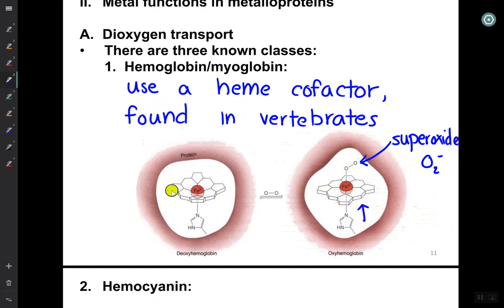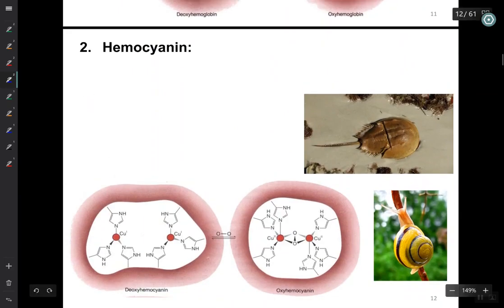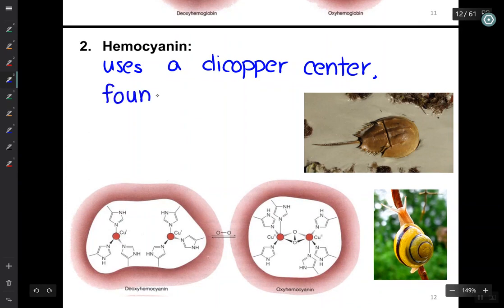So mammals use hemoglobin and myoglobin. Hemocyanin has a very different active site structure. It has the same function, right? It's used to transport dioxygen. But in this active site, it uses a dicopper center. And it is found in mollusks and arthropods. So things with exoskeletons.